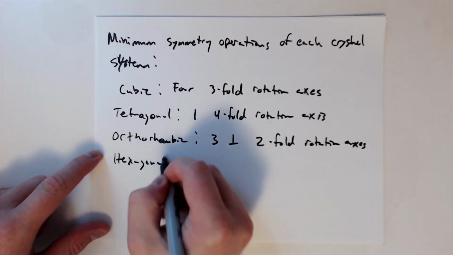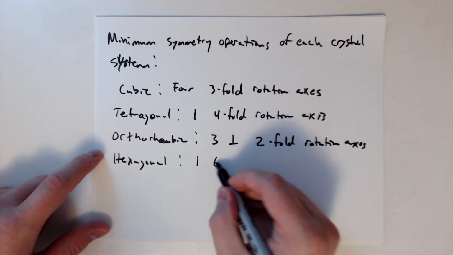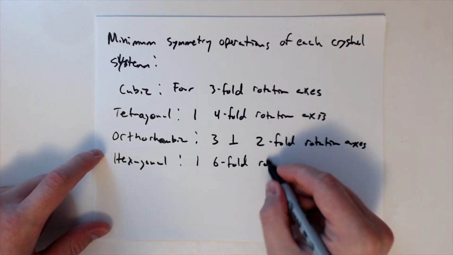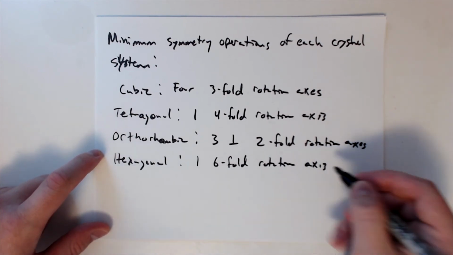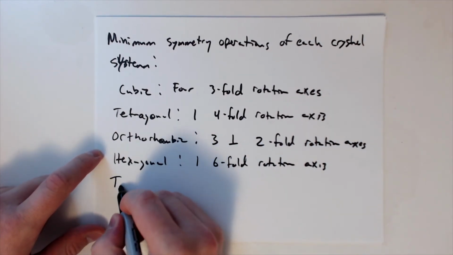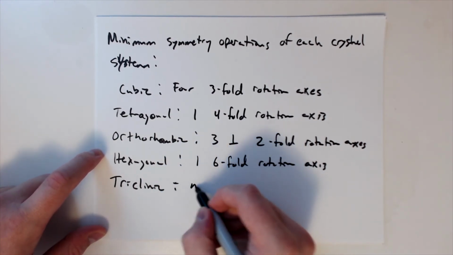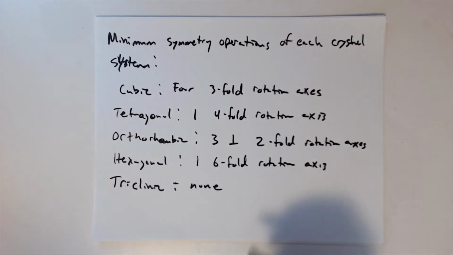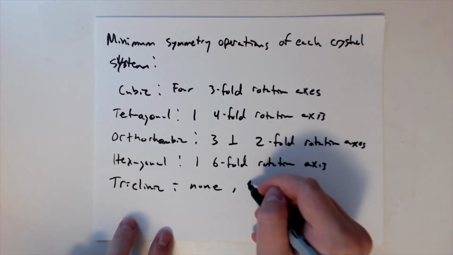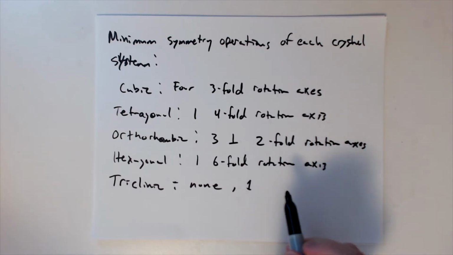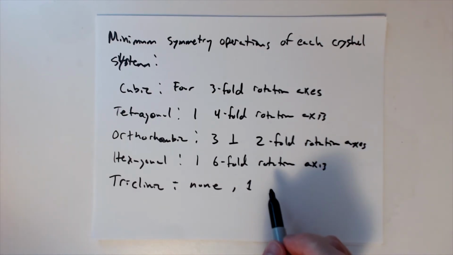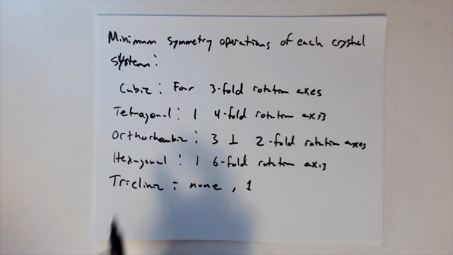Hexagonal has a minimum of 1 6-fold rotation axis. And then way down at the bottom, the least symmetric, triclinic, it has no minimum symmetry. So basically that would be that 1, right? The identity operator. So it doesn't have a minimum because it's the least symmetric. It's on the lowest end of that form that you saw. All right, so those are the minimum symmetry operations that we have.